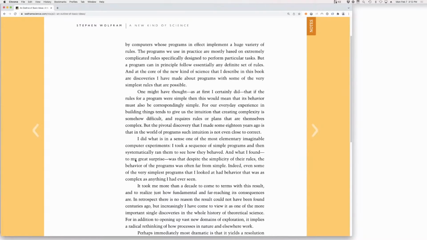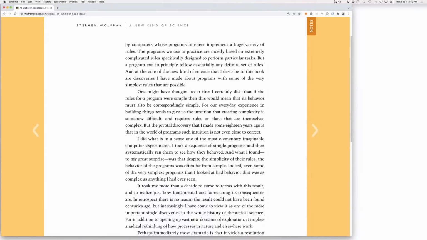But the pivotal discovery that I made some 18 years ago, which is now 38 years ago, is that in the world of programs, such intuition is not even close to correct. I did what is, in a sense, one of the simplest, one of the most elementary imaginable computer experiments. I took a sequence of simple programs and then systematically ran them to see how they behaved. And what I found, to my great surprise, was that despite the simplicity of their rules, the behavior of the programs was often far from simple.